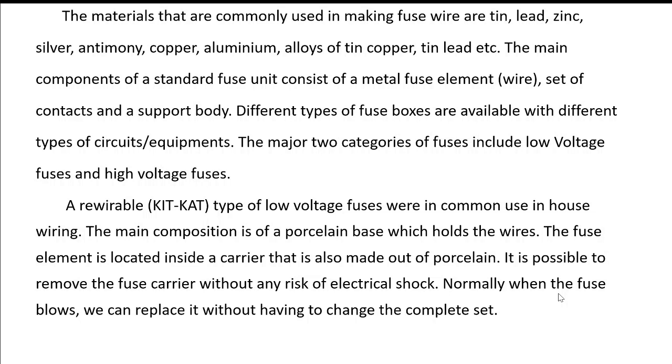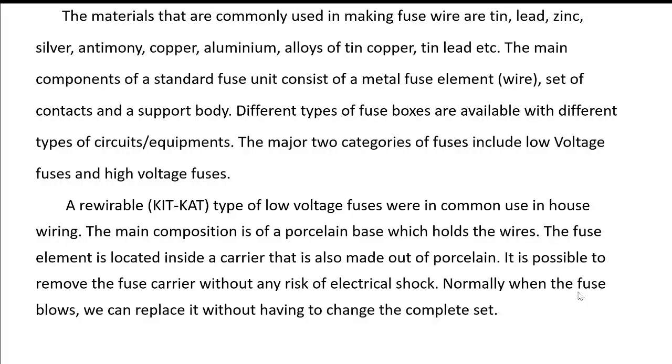The materials that are commonly used in making fuse wire are tin, lead, zinc, silver, antimony, copper, aluminum, alloys of tin copper, tin lead, etc. The main components of a standard fuse unit consist of a metal fuse element, which is also known as the fuse wire, a set of contacts, and a support body. Different types of fuse boxes are available with the different types of circuits or equipments. The major two categories of fuses include low voltage fuses and high voltage fuses.